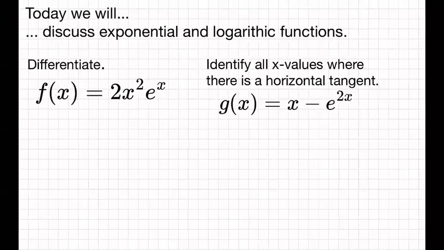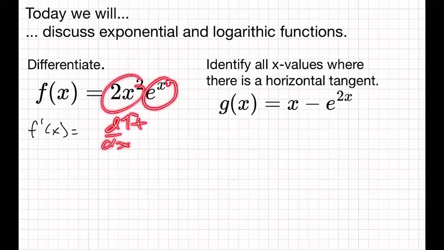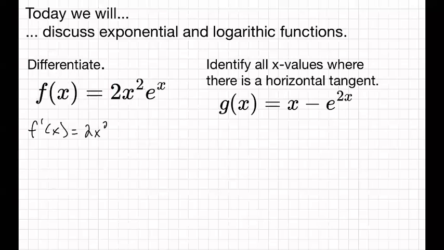Now, when you look at the derivative of this first function, make sure you see here that you're going to have to use the product rule. We have two different functions in their own right that we're multiplying together. So we're going to have the first times the derivative of the second, and then we're going to add that with the derivative of the first times the second, okay? So that'll give us 2x squared e to the x plus 4x e to the x.